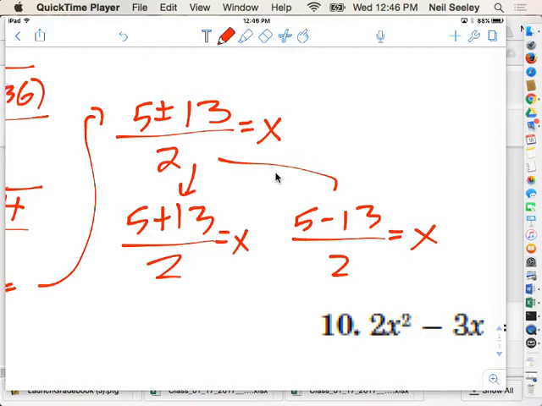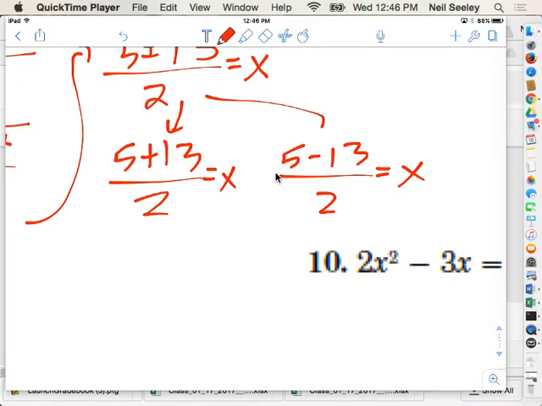This is what I mean by kind of go through the whole process. I'm not interested in the decimal. Both of these work out pretty nicely. 18 over 2 is 9. We're going to talk about what these mean. That's negative 8 over 2, so negative 4. Okay.